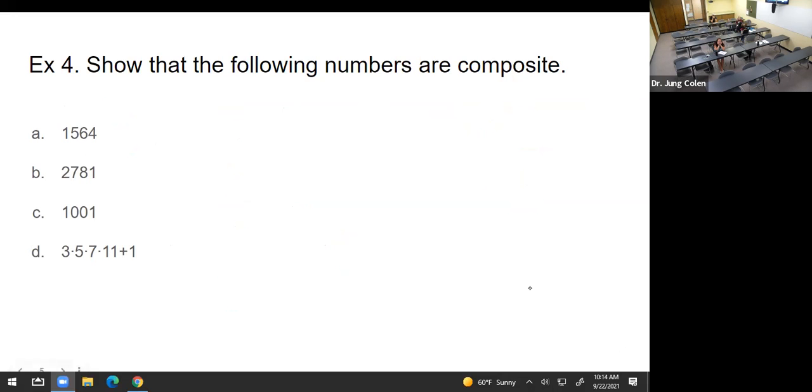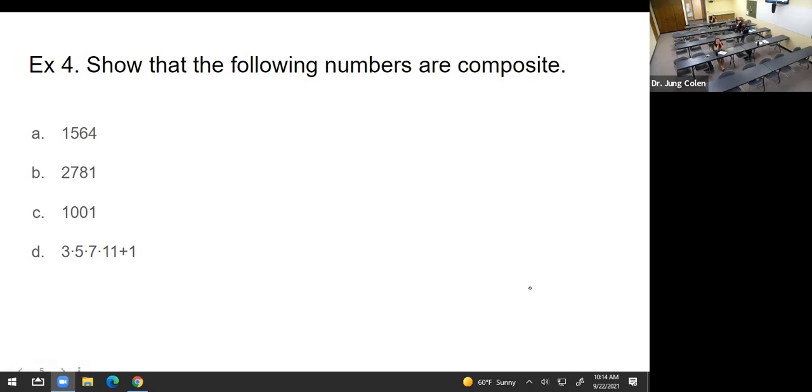How about the last one? It's complicated. So there could be 2 ways. One way, you can calculate the product of this and add 1, and then maybe you can do factorization or whatever. But it's kind of tedious, isn't it?